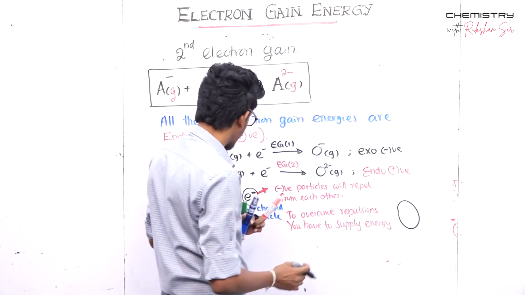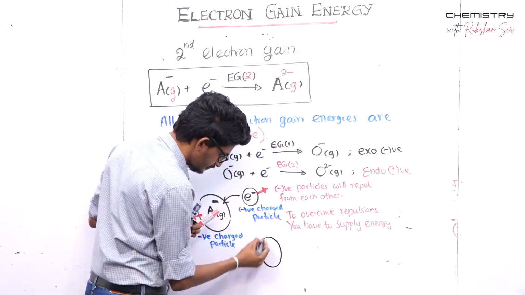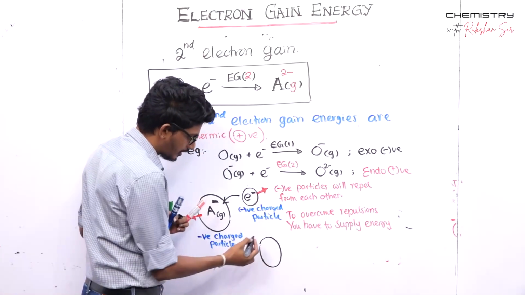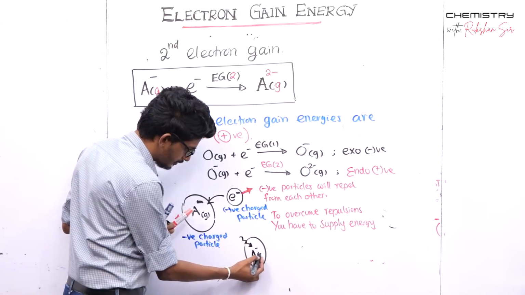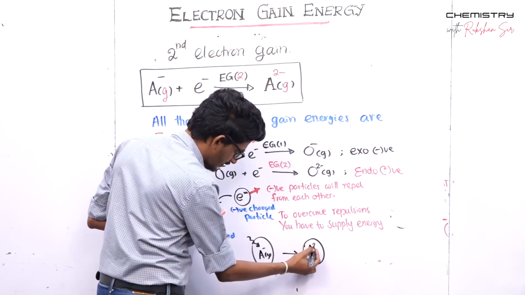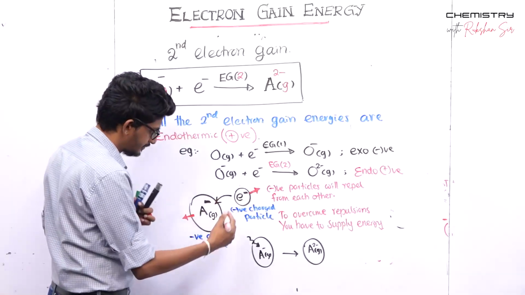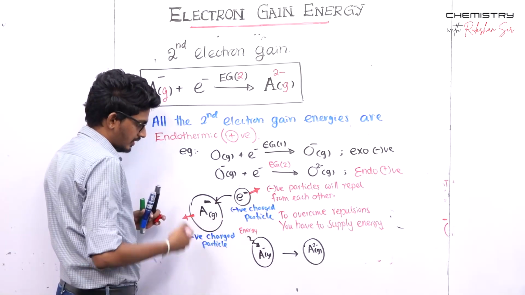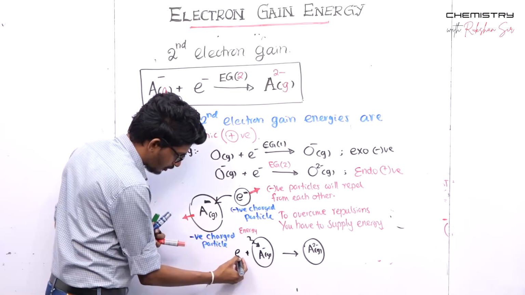So I'll write it here. For that process, you need to supply energy. For E minus to convert to E2 minus, you have to supply energy as heat. So not only the electron but also the energy.